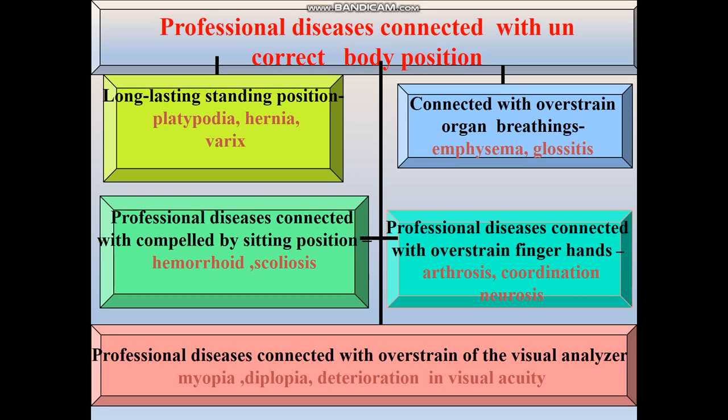This is industrial trauma. Professional disease connected with incorrect body position. Long-lasting standing position: platypodia, hernia, varix. Connected with overstrained breathing organs: emphysema of lung, glossitis. Professional disease connected with a complex sitting position: hemorrhoid, scoliosis. Professional disease connected with overstrained fingers and hands: hand arthrosis, coordination neurosis. Professional disease connected with overstrain of the visual analyzer: myopia, diplopia, deterioration in visual acuity.